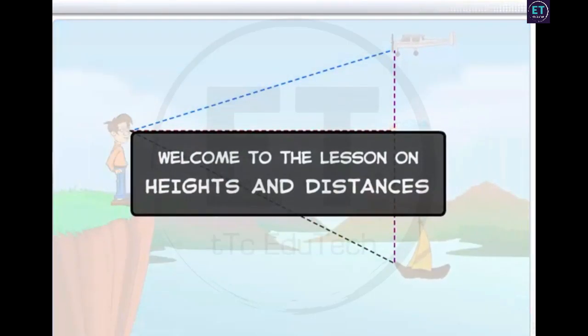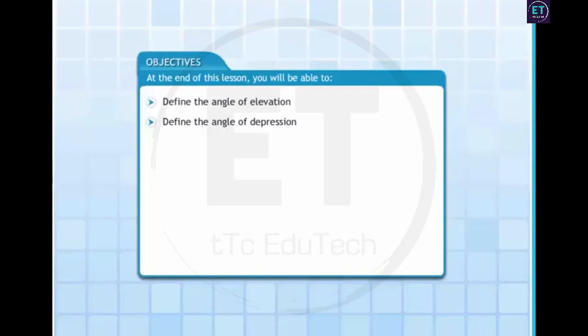Welcome to the lesson on heights and distances. At the end of this lesson, you will be able to define the angle of elevation and the angle of depression.